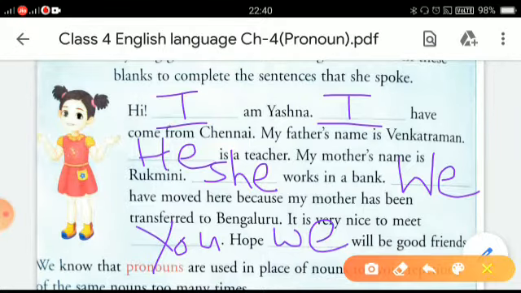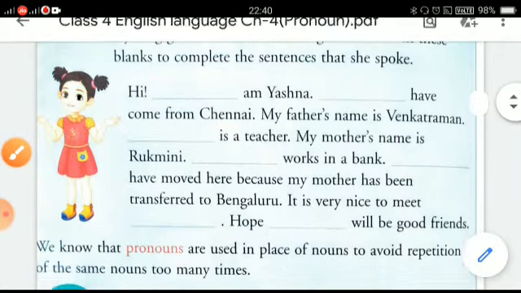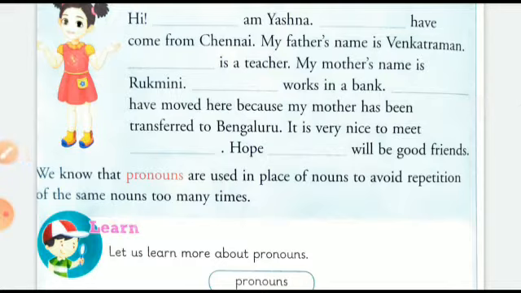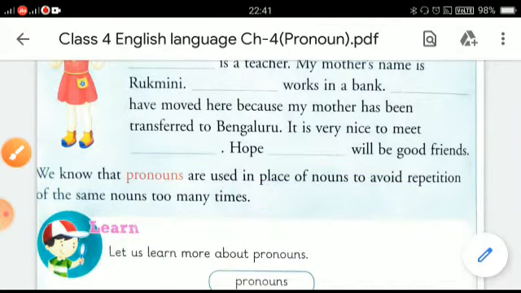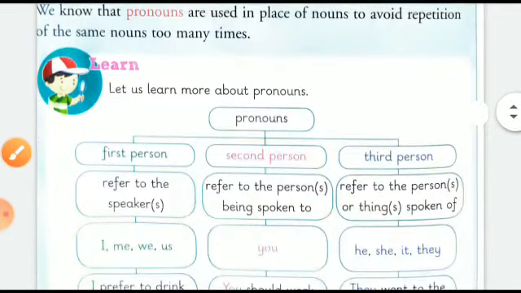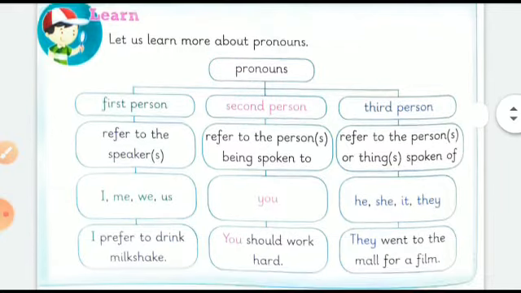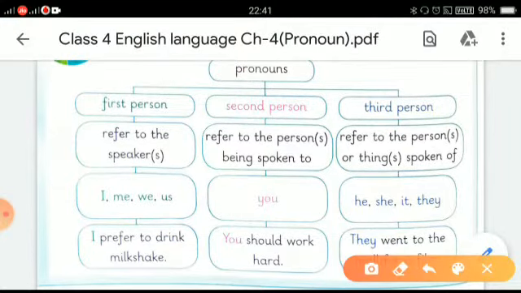We know that pronouns are used in place of nouns to avoid repetitions of the same nouns too many times. Now let's learn some more things about the pronouns. Pronouns are of three kinds: first person, second person, and third person.